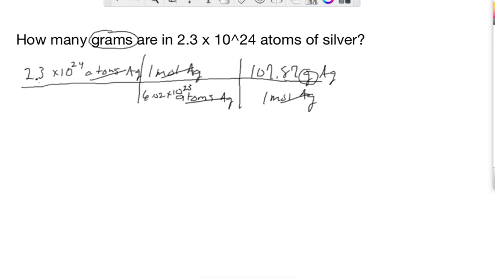So now let's take 2.3 times 10 to the 24th. We're going to multiply that by 107.87, and then we're going to divide that by 6.02 times 10 to the 23rd power, and then we are going to get 412.1. We've got 2 decimals, so I'll round it up to 3. So 412.13 grams of silver should be your answer for this particular problem.